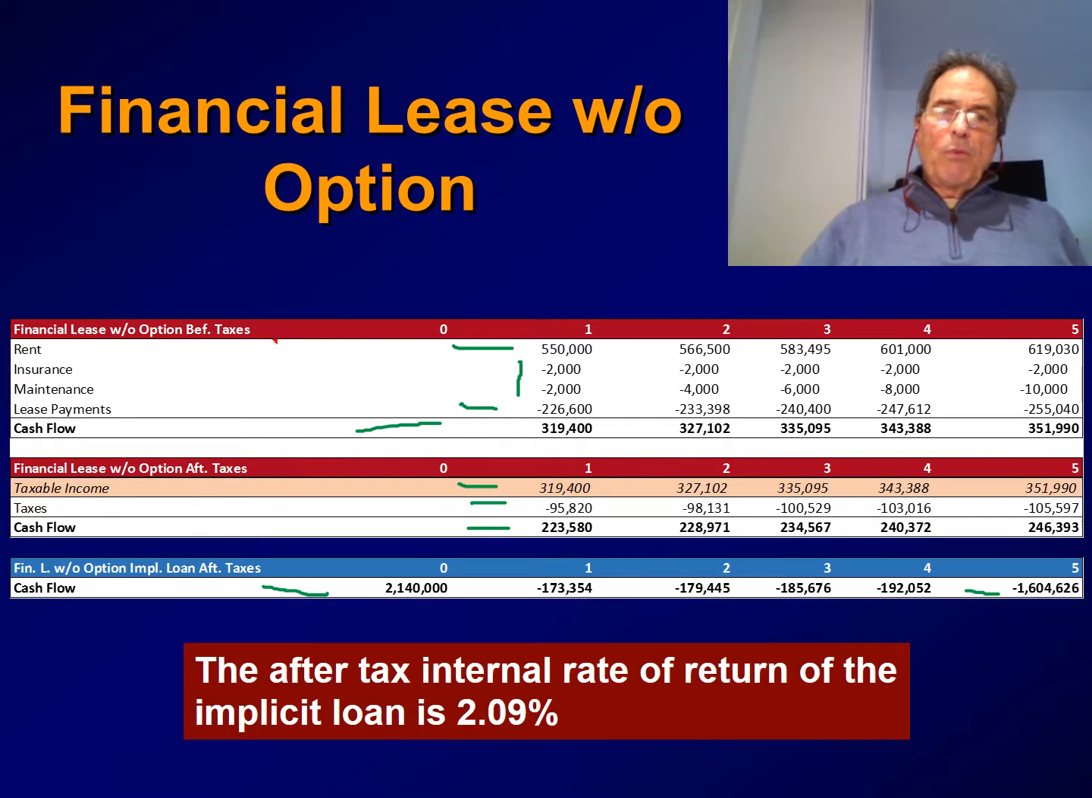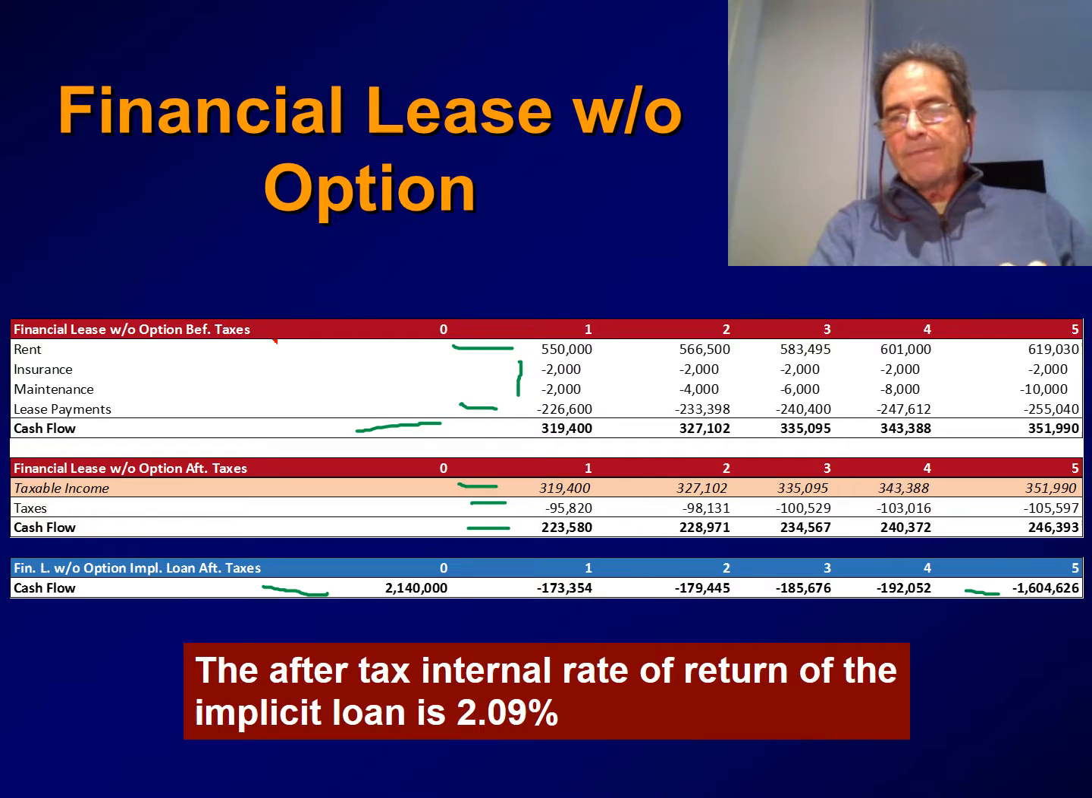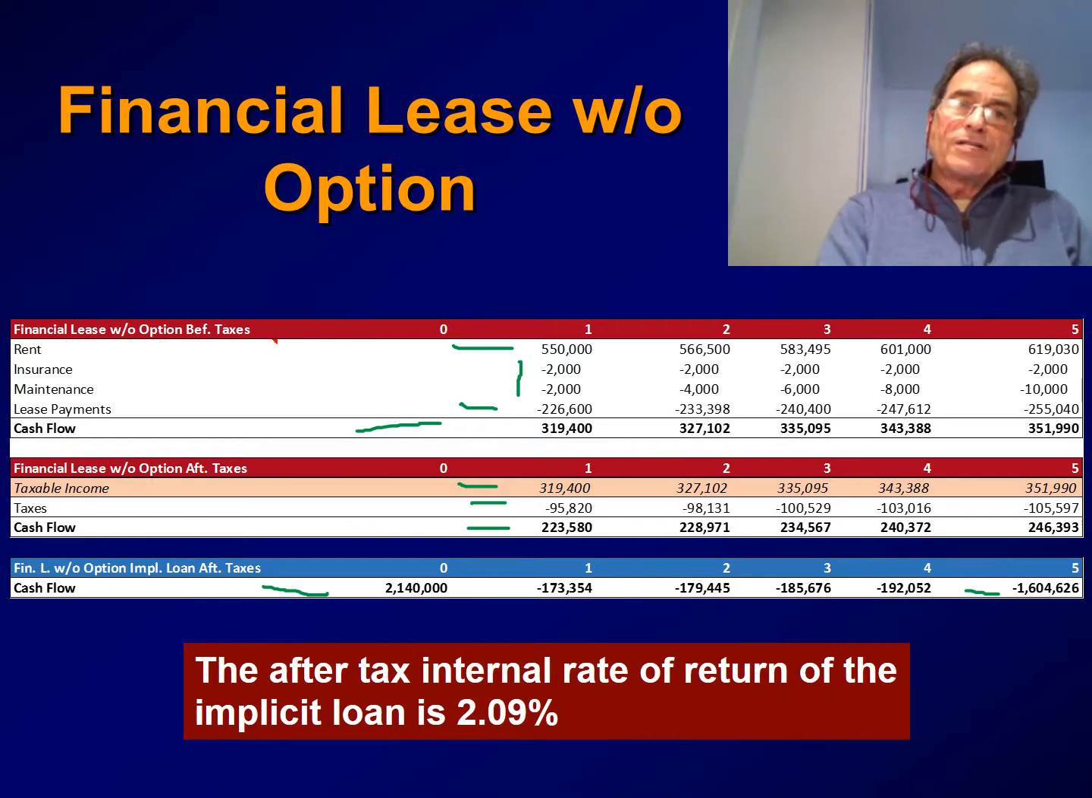Well, as we did before, we calculate the internal rate of return of this implicit loan and we obtain 2.09%, which is less than the mortgage cost of 3.5%. So just comparing with the mortgage, this is a better option than the mortgage.